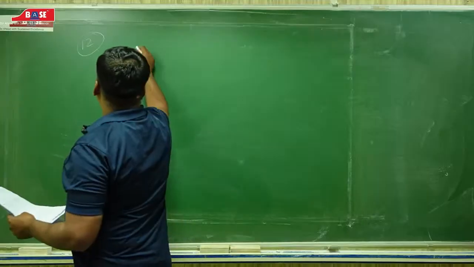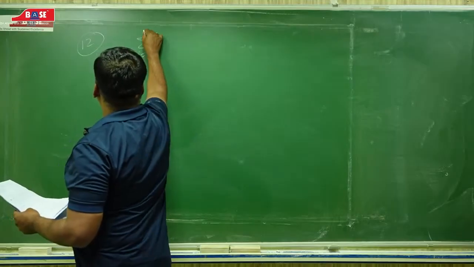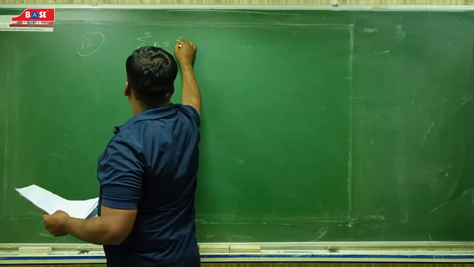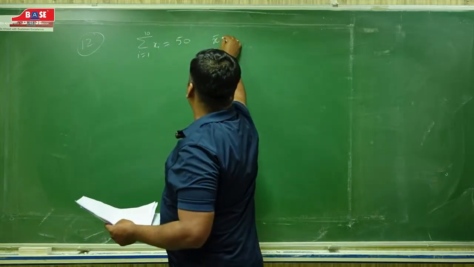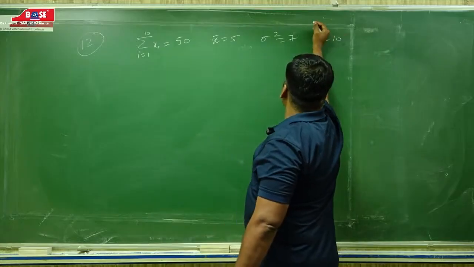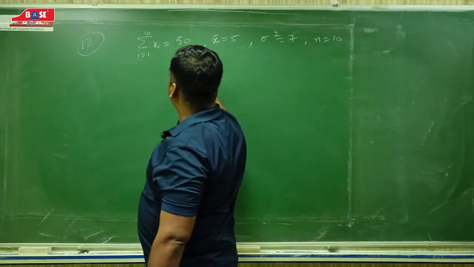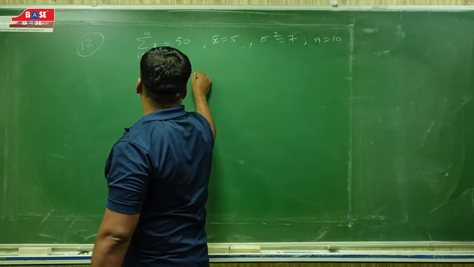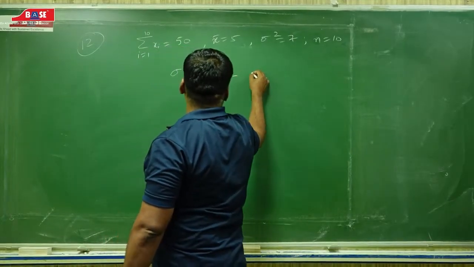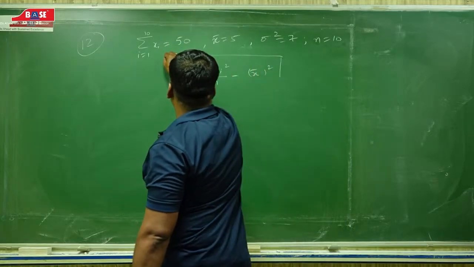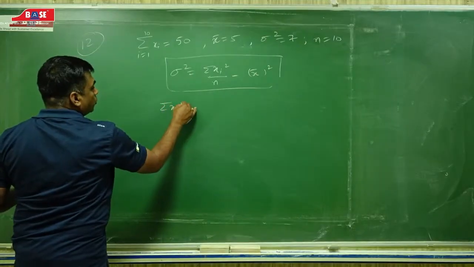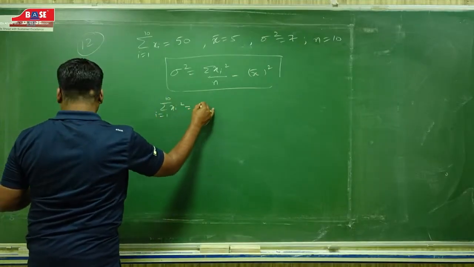We have been given summation of xi from i equal to 1 to 10 as 50, since the mean is 5 times 10, that is 50. The variance is given as 7 and the number of observations is 10. So let us substitute in the formula: variance equals summation of xi square by n minus x bar whole square. When we substitute the above values, we get the sum of xi square from i equal to 1 to 10 as 320.